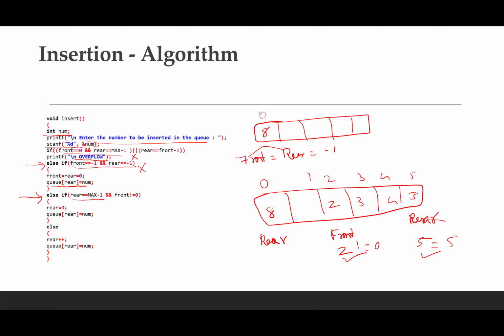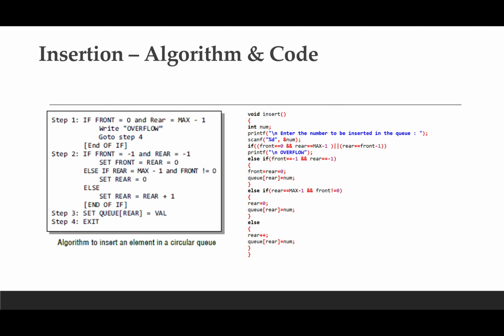Suppose this condition is also false, it will go to the else part. So it will be like this, 7, 8, 9. Here it will go to the else part, and this is the rear position. It will increment the value of the rear. So now rear is here, and the value 10 will be inserted here. So this is the code for the insertion.